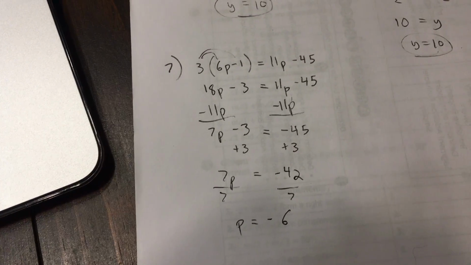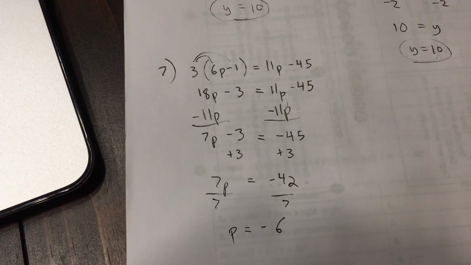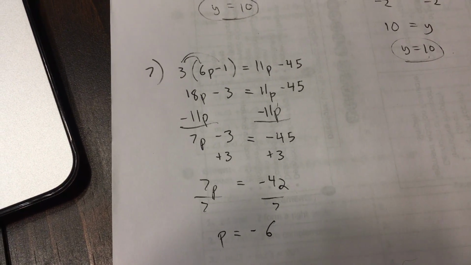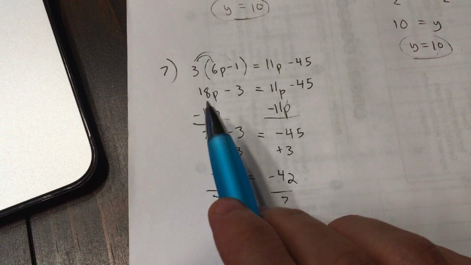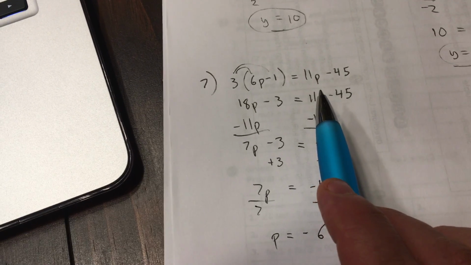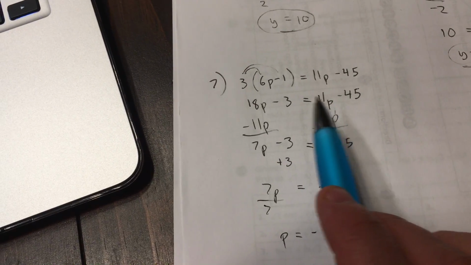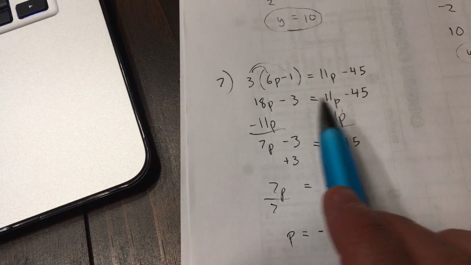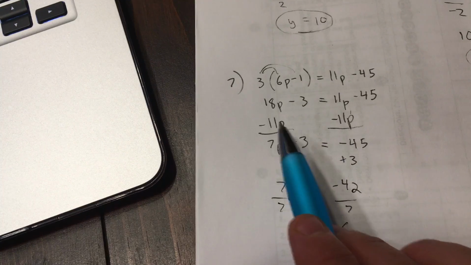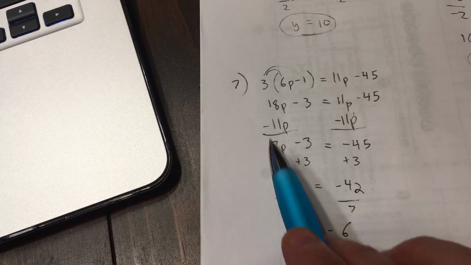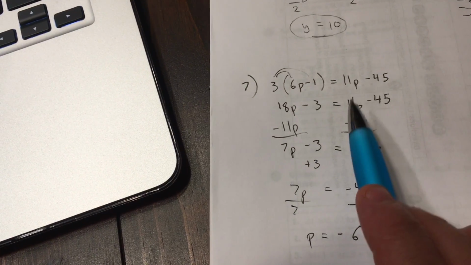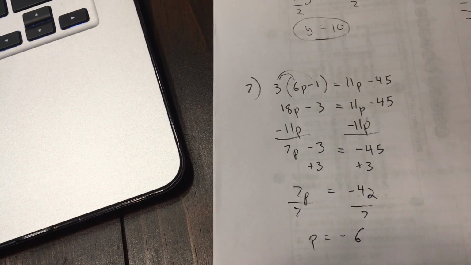And we are finished. So notice the only difference between what we're doing in this new section and what we did in the previous section is that we have variables on both sides after our distributing and combining like terms. So once we get to this step where we have variables on both sides, we want to choose a side to get them to. So here I chose, let's move the p's over to the left side. So I subtracted 11p on both sides, getting rid of this 11p right here.